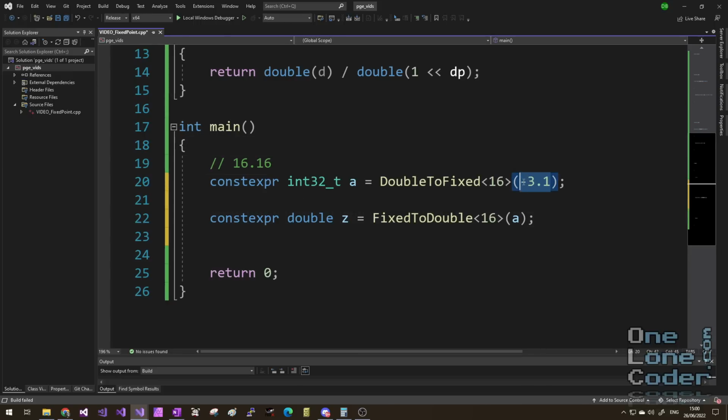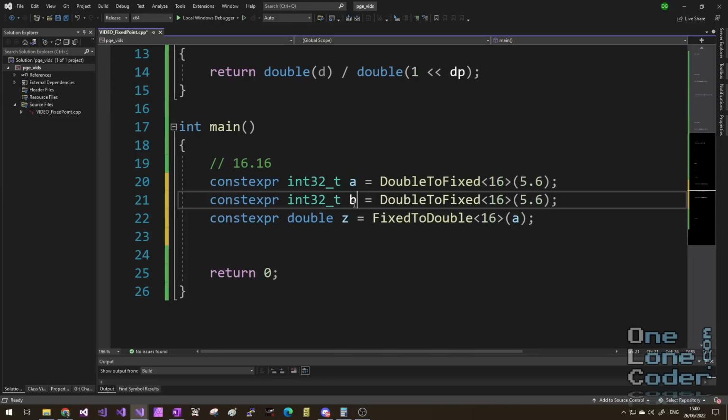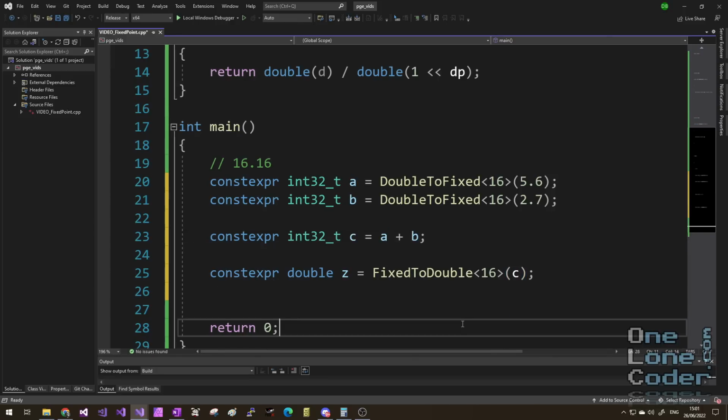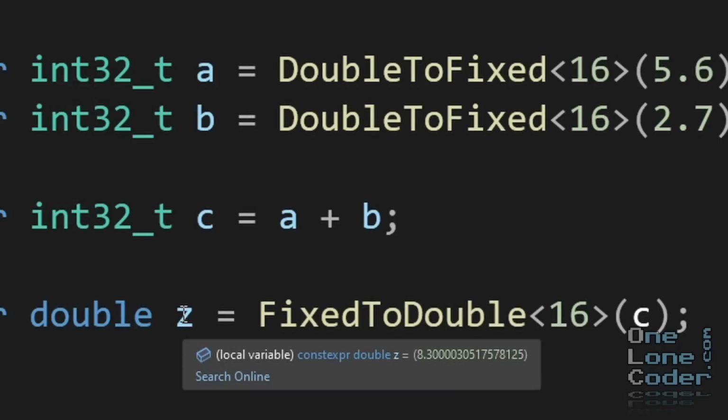So let's add some numbers together. Let's keep this nice and simple. 5.6. We'll just see what does that actually get approximated to. Well, it's not bad actually, 5.6 and a bunch of zeros afterwards. And we'll add in another one, which is B. And we'll say that this one is 2.7. And we'll add these together to give us the result C. A plus B. And we'll pass in C to our conversion function to look at the result. And the result is telling me it's 8.3, which is accurate.